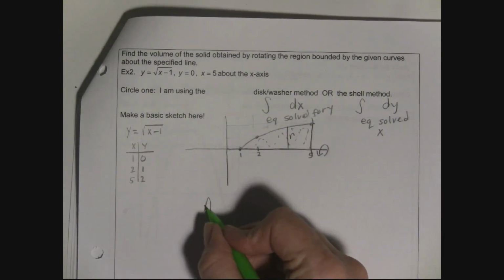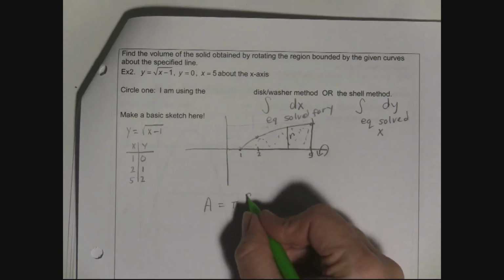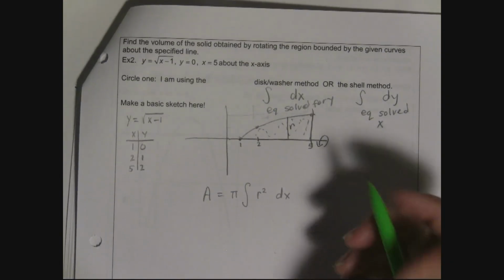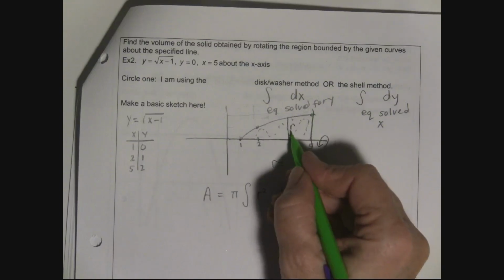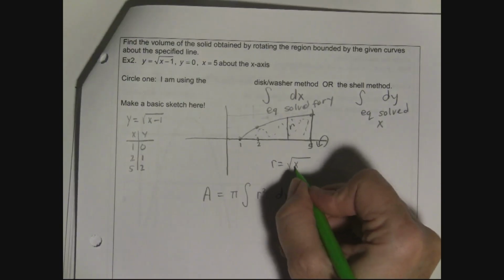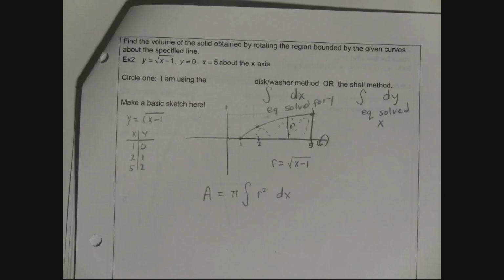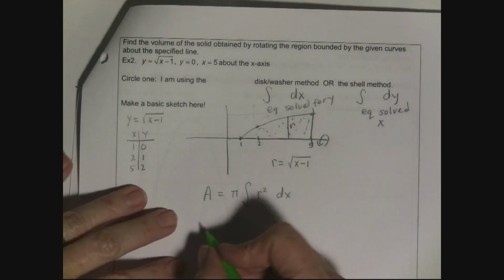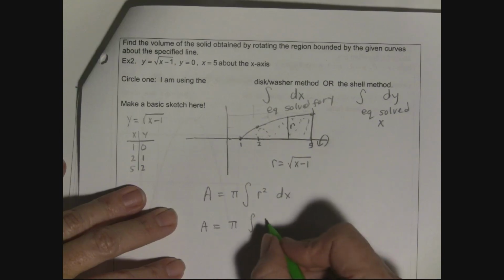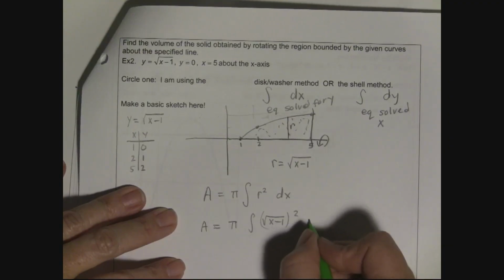So the volume would be equal to pi times the integral of r squared dx. In this case, my r is just my curve, which is the square root of x minus 1. And I know you're saying, wait a minute, you don't want to integrate a square root, but wait a minute, you're going to square r. And so I'm not going to really have a square root. So it's not even going to be a hard integral. And so this is going to be the square root of x minus 1, quantity squared, dx.